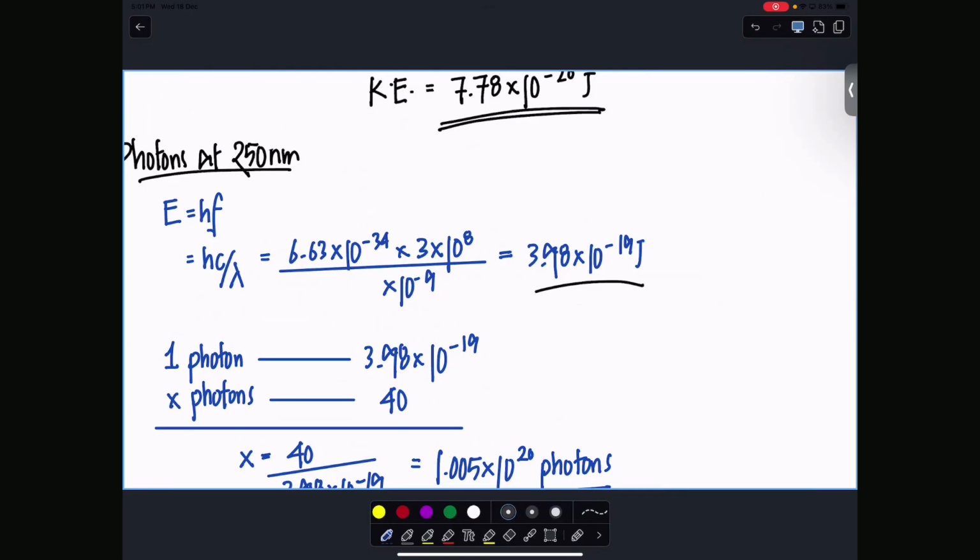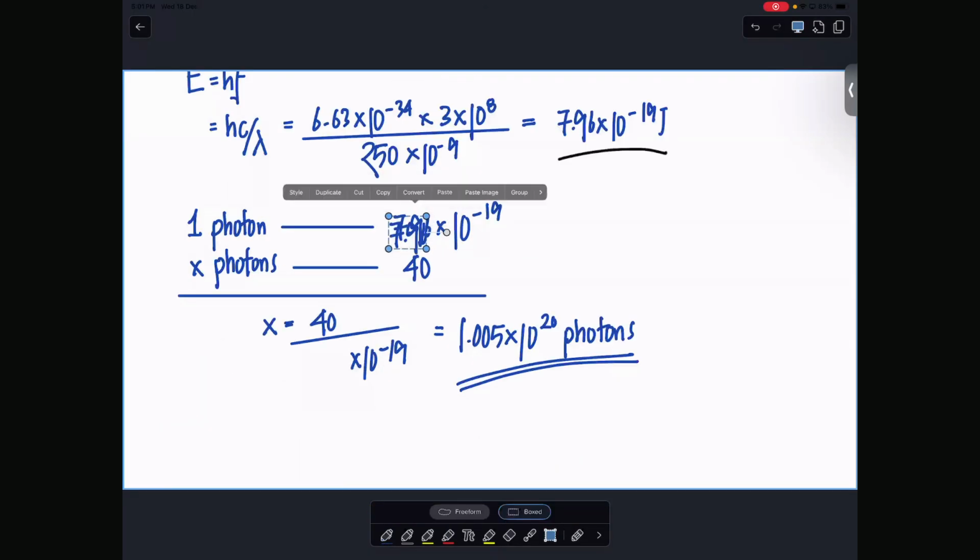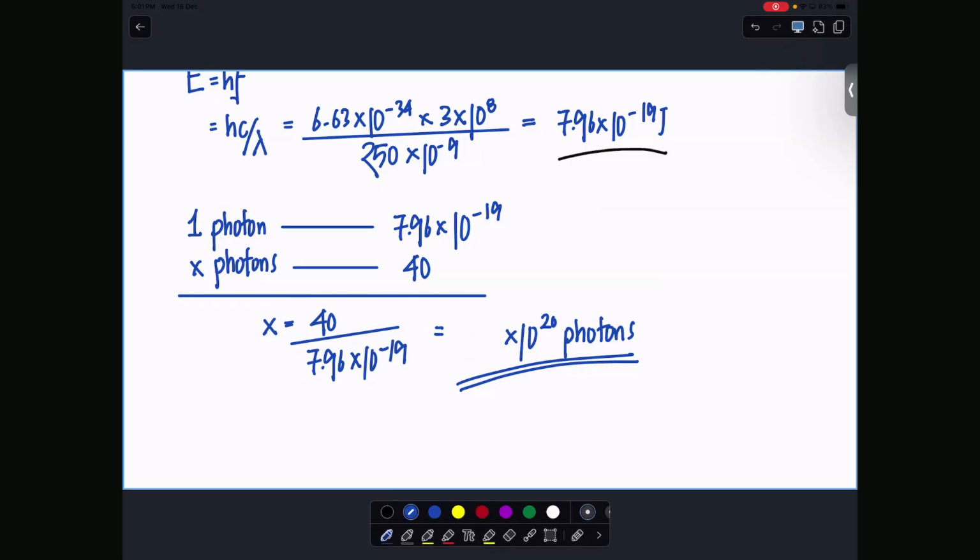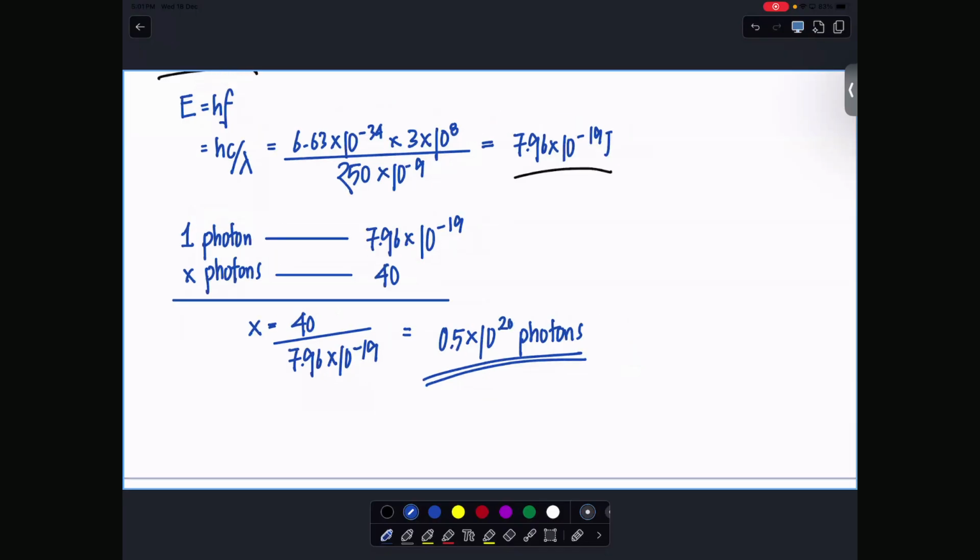Will also change. কত আসে দেখো? 5 point. আচ্ছা হ্যাঁ। So আমি যদি হচ্ছে 20 তে করি তাহলে কি আসবে? 0.5. 0.5 into 10 to the power 20.